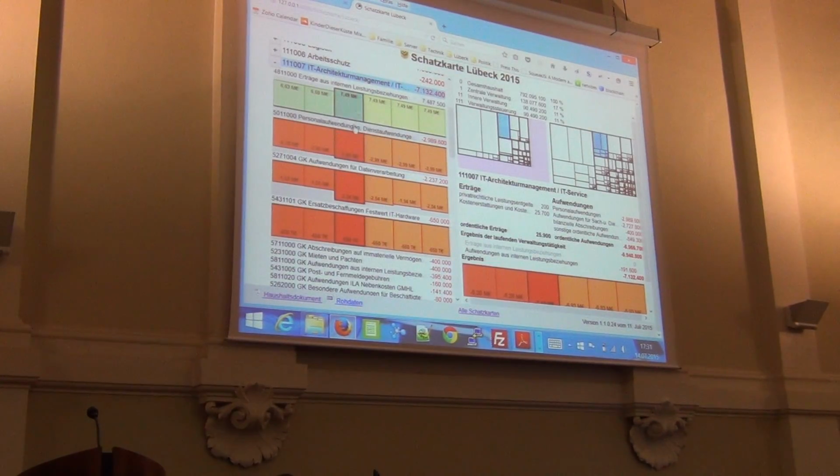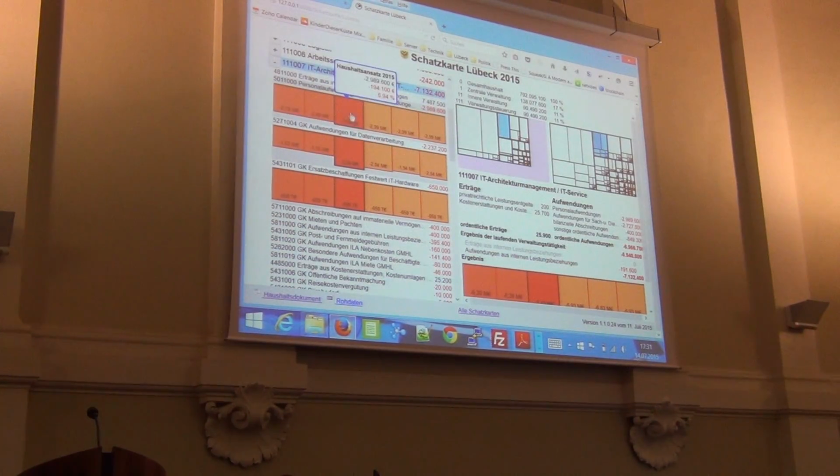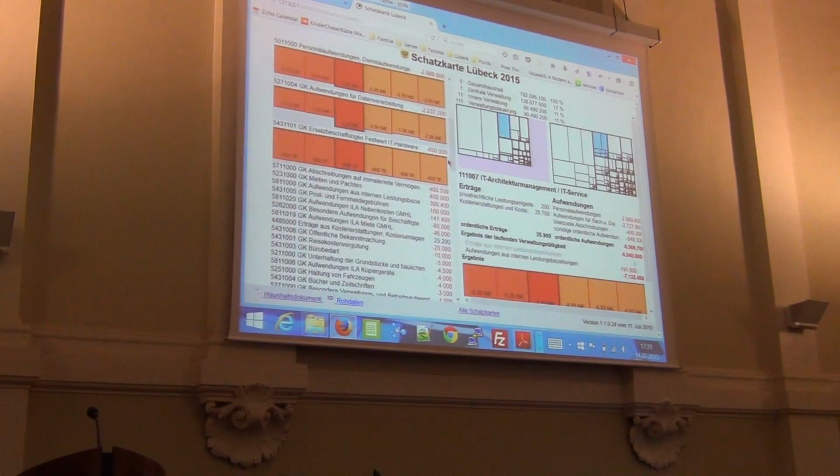And for example here, this is not relevant. Here you have the expenses for the people. So this is a position which usually rises, no matter who is governing. Yeah, okay, so that's basically all.